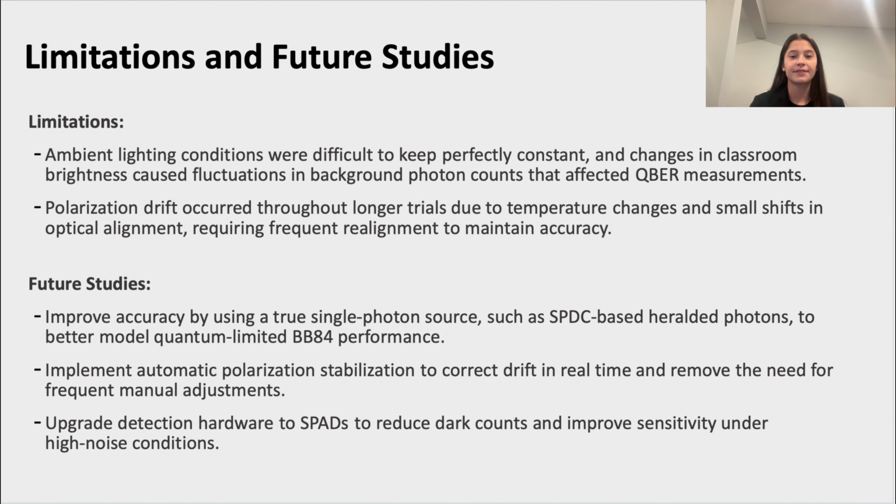Several limitations were identified during this study. Ambient lighting conditions were difficult to keep perfectly constant, and variations in classroom brightness introduced fluctuations in background photon count. Additionally, polarization drift occurred because long trials had temperature changes and small shifts in optical alignments. Future studies could address these limitations by implementing a single photon source to more accurately model the quantum-limited BB84 performance. Automatic polarization stabilization could be introduced to correct drift in real time, reducing manual interventions.